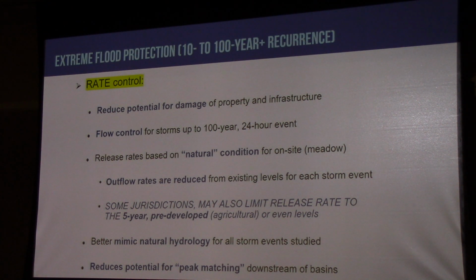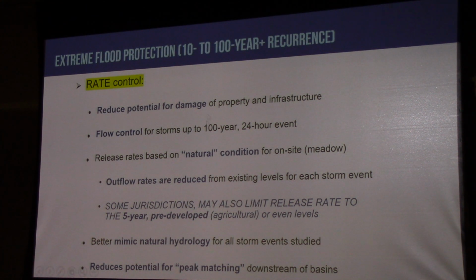So you're trying to reduce that outflow rate from the basin during a 100-year storm event. And the goals are to reduce downstream damage of property and infrastructure, providing flow control, releasing that rate again, kind of that more natural condition, so we're reducing the outflow rates.